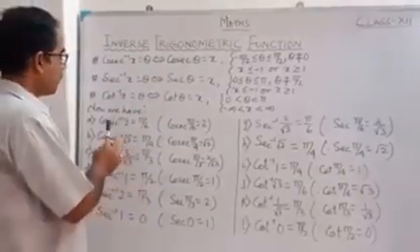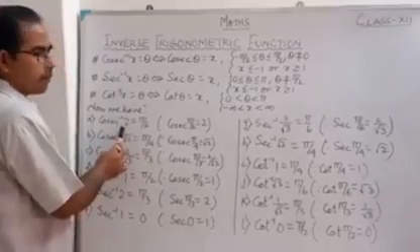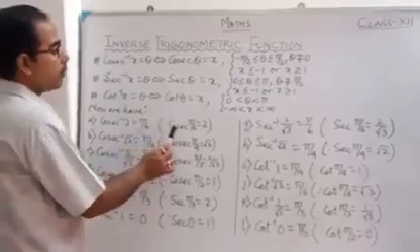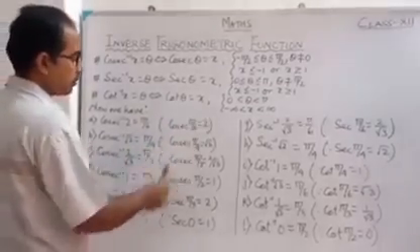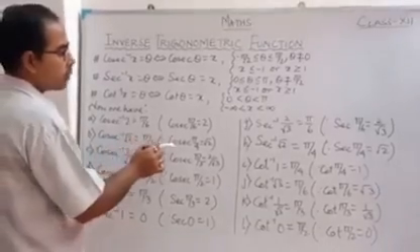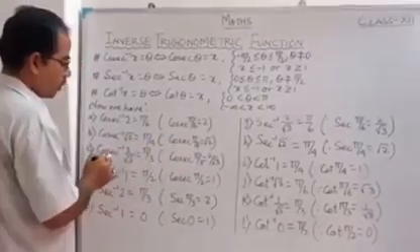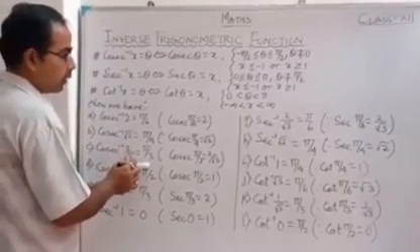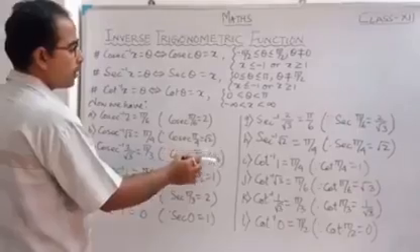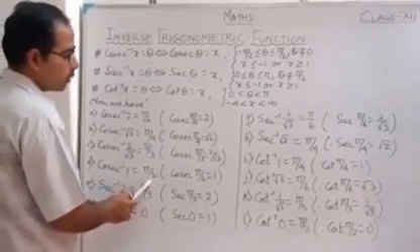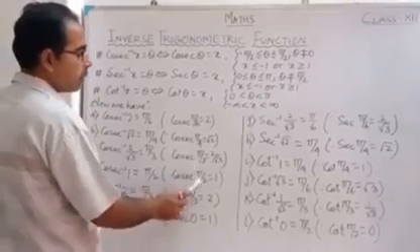Let us discuss cosec inverse 2. Students, cosec inverse 2 equal to pi by 6. Why? Because we know very well cosec pi by 6 equal to 2. Next, cosec inverse root 2 equal to pi by 4 because cosec pi by 4 equal to root 2. Cosec inverse 2 by root 3 equal to pi by 3 because cosec pi by 3 equal to 2 by root 3. Next, cosec inverse 1 equal to pi by 2 because cosec pi by 2 equal to 1.